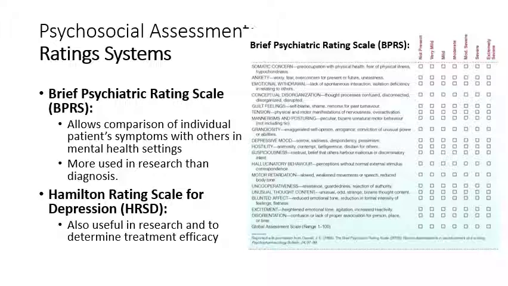The Hamilton Rating Scale for Depression is more specifically for depression. Both of these are really more used in research and to determine if the treatment is effective. So if we gave this depression rating scale and they got a score when they first came for treatment, and then 10 weeks later we got a second score and there was an improvement, then we could know that our treatment is offering the right thing.